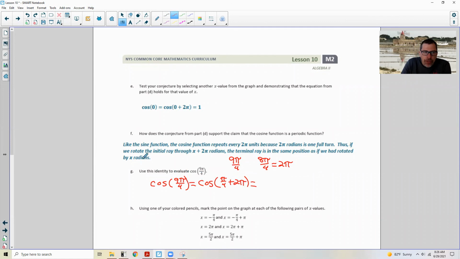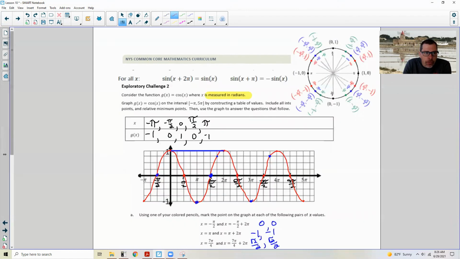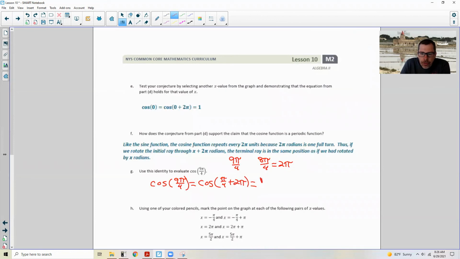And then what is the cosine of 9 pi over 4? So if I go back to here, well, here's pi over 4, 2 pi over 4, 3, 4, 5, 6, 7, 8, 9 pi over 4. Cosine is root 2 over 2. So I put the square root of 2 over 2.